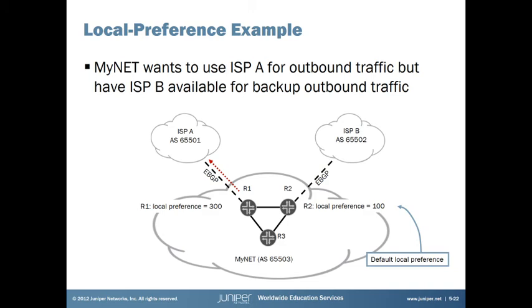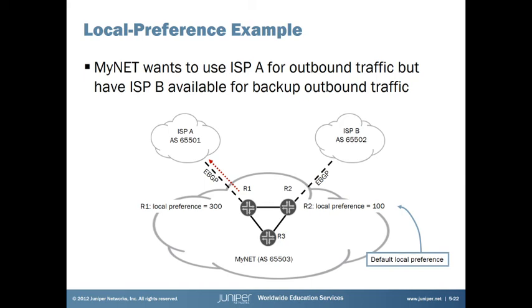Here's our two ISPs. On R1, we configure a local preference value of 300, and on R2, we configure a local preference value of 100. With local preference, the highest number wins. So the consequence is that the R1 route will be more preferred over the R2 route.